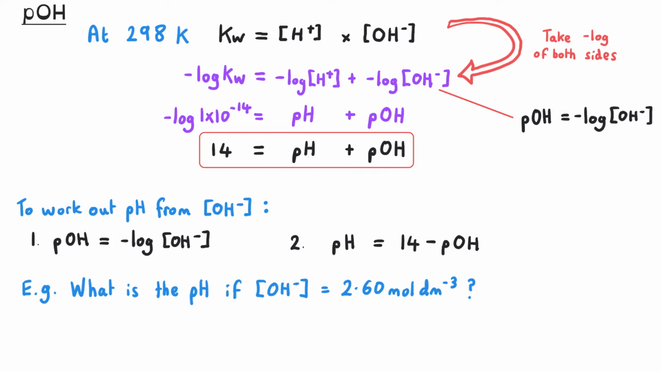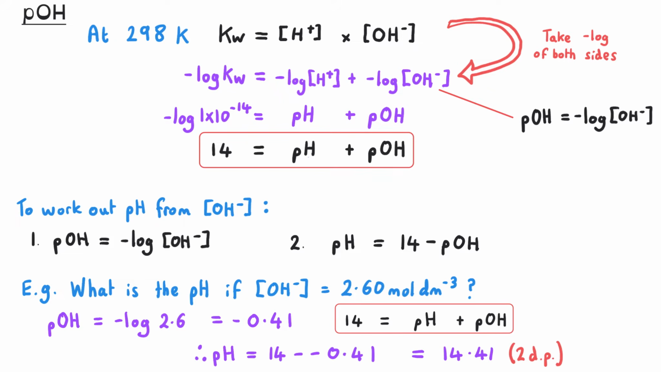And so, for instance, if we had a hydroxide ion concentration of 2.6, we can take the pOH of that, which is the negative log of 2.6. That gives us a pOH of minus 0.41. And then we can work out what the pH would be by doing 14 minus minus 0.41, which gives us 14.41 as the pH of this solution. This is quite a bit faster, but some people will prefer the Kw method.